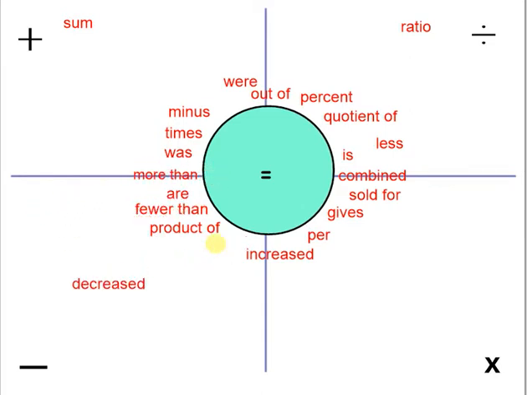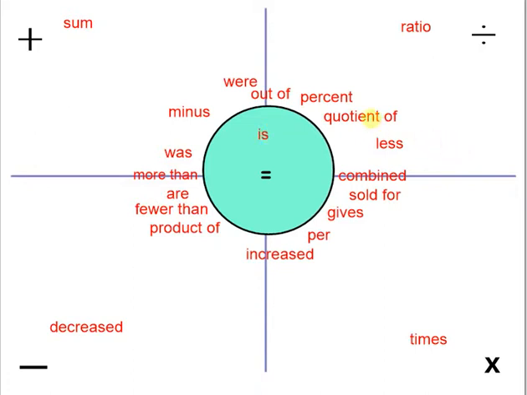Okay, we have the word decreased over here. So decreased means subtraction because we're taking things away. A more obvious one would be times. So times is going to tell us that we're doing multiplication. Here we have the word is. So is going to tell us that something is equal.